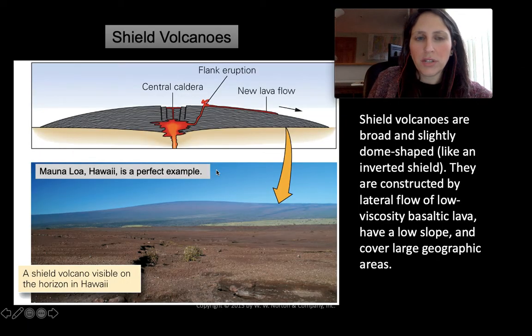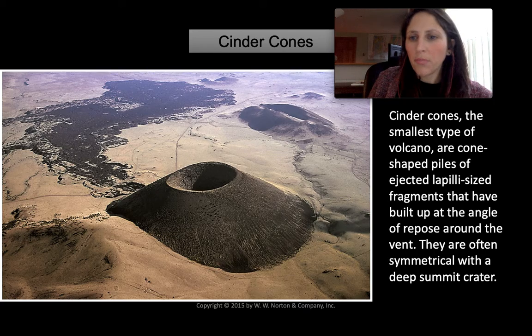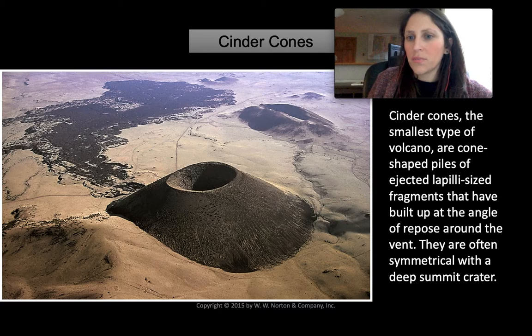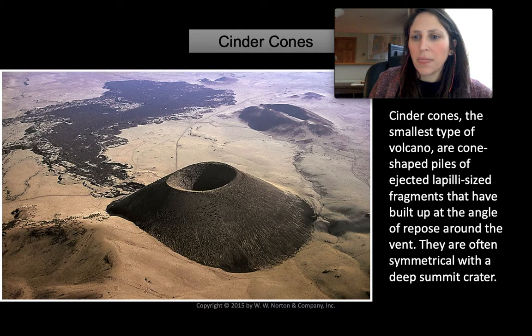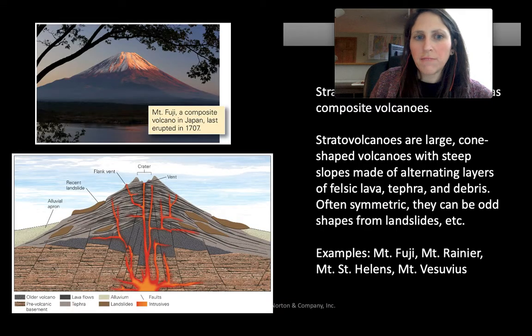Okay, so these are the different examples of shield volcanoes, right? Our basaltic flows. Okay, Hawaii is a good example. And then our different types of volcanoes like cinder cones, right? So these are small little volcanoes that pile up around the vent of the volcano. Wizard Island is a cinder cone in Crater Lake.